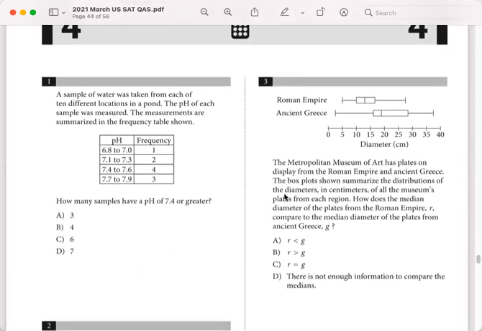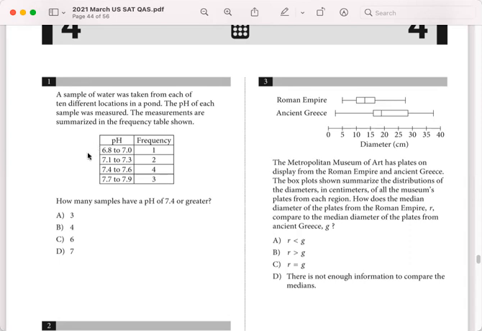Question 1. A sample of water was taken from each of 10 different locations in a pond. The pH of each sample was measured. The measurements are summarized in the frequency table below. How many samples have a pH of 7.4 or greater?